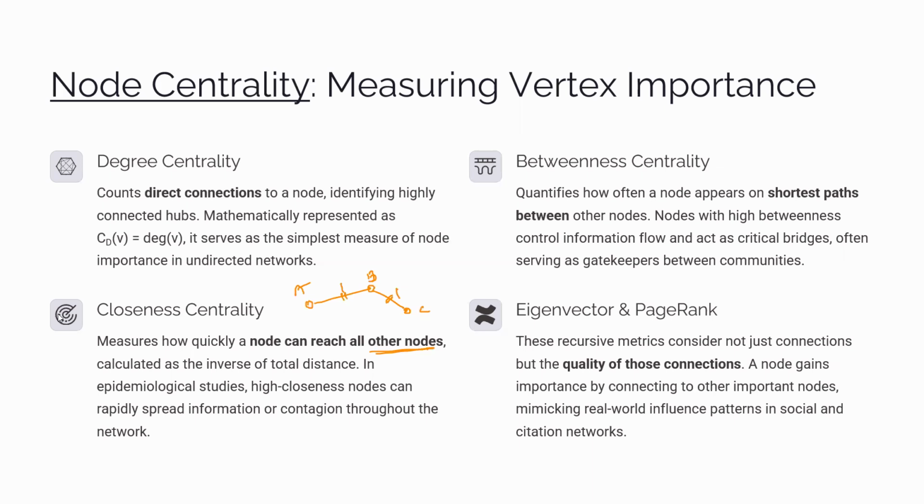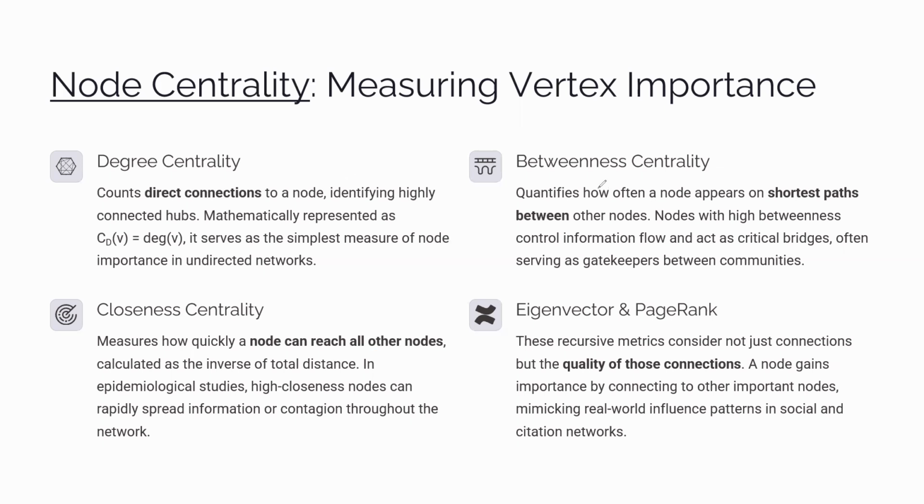And then we try to measure the inverse of the total distance. If the distance from one node to the rest of the nodes is large, that means the node is very far away from all the other nodes. Larger the distance, the farther it is from the other nodes. Lesser the distance means it is close to the other nodes in the network.